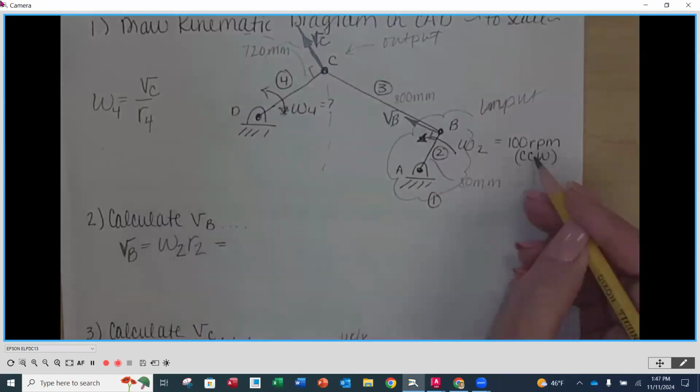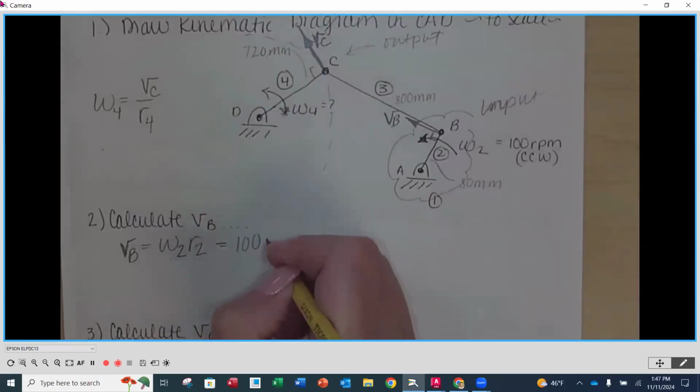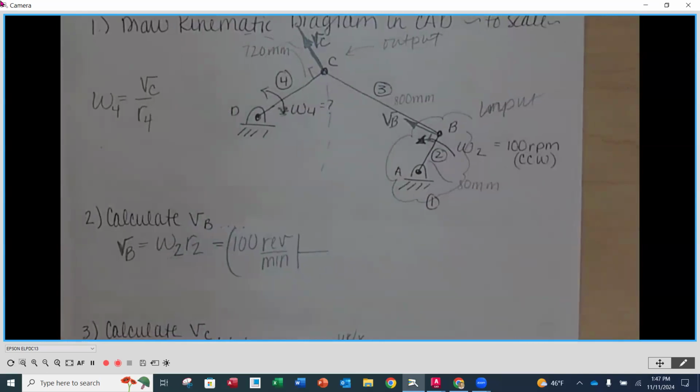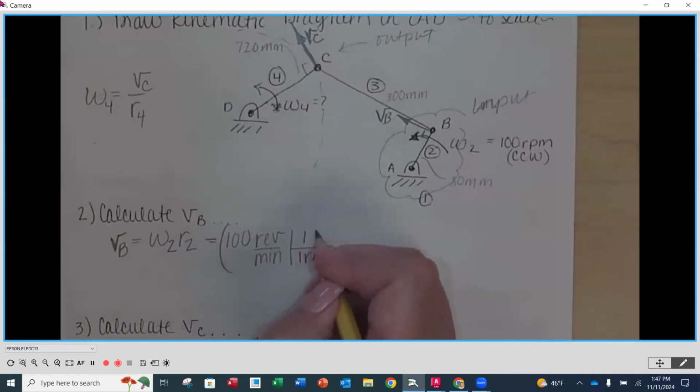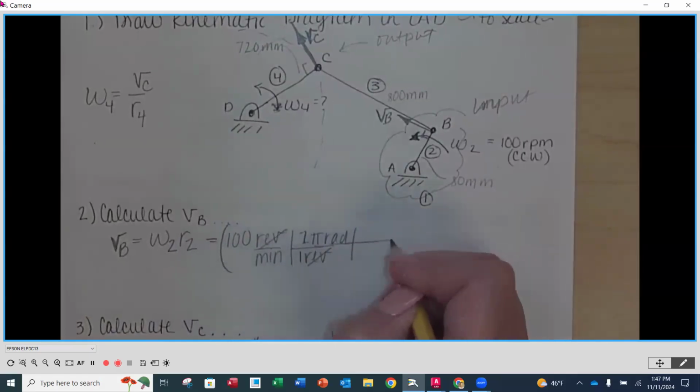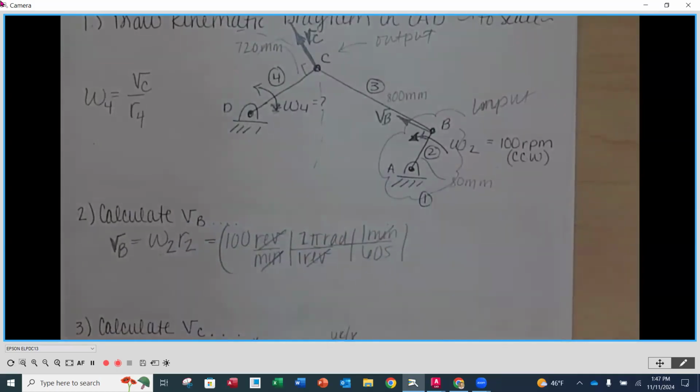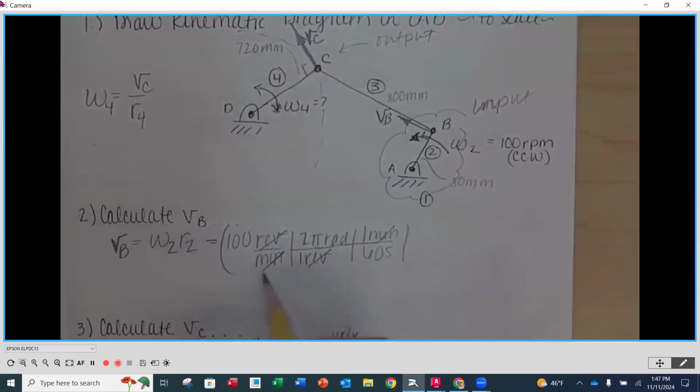So my W2 value that I'm given is 100 revolutions per minute. Okay. I'm going to convert that to radians per second. So 1 revolution is equal to 2 pi radians on top. Revolutions cancel. And then I've got 1 minute is equal to 60 seconds. And here again, by doing it this way, multiplying across the top, dividing by the bottom, making sure that you have the right units left over that aren't canceled out, you know that you have it set up correctly. You don't have to try to remember, do I multiply, do I divide? Okay.